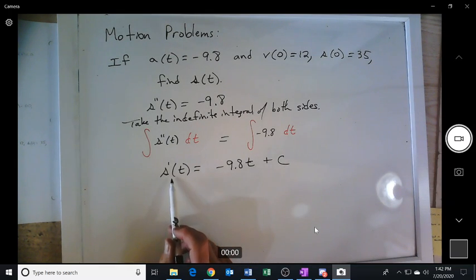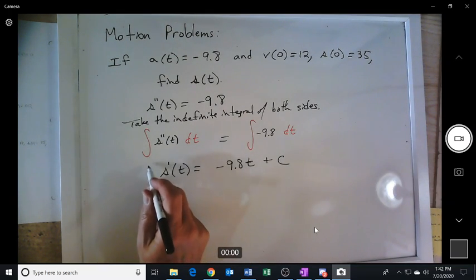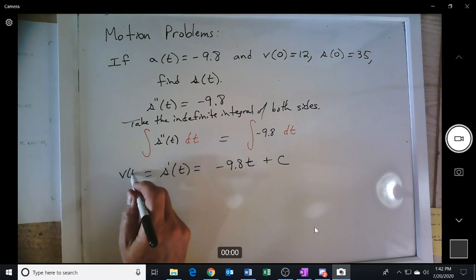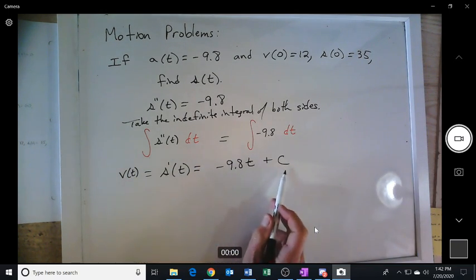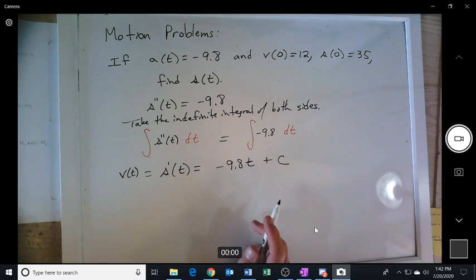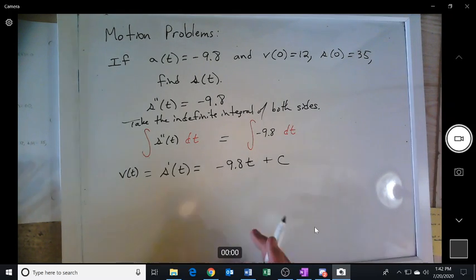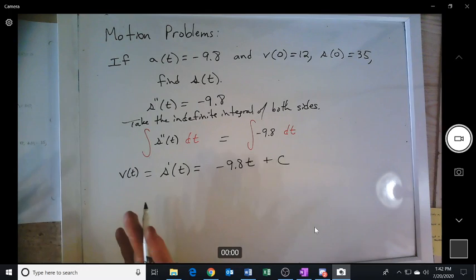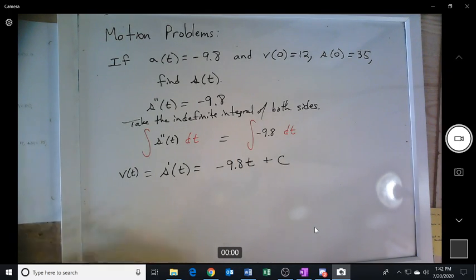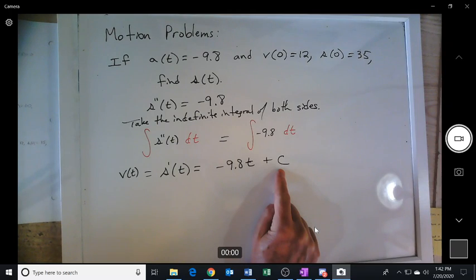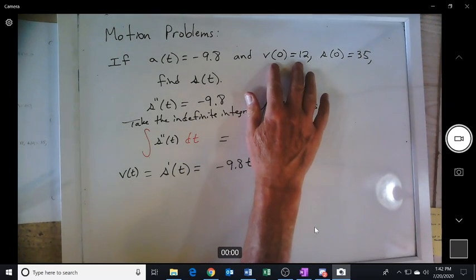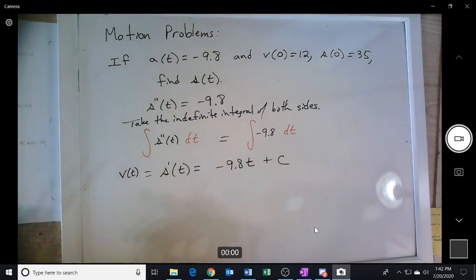Alright, so we now know this, but this is really the velocity function. But we don't know, just like we didn't know what the initial amount in the pool was, what the initial velocity was. That's why we had to put the plus c. But this initial condition will now tell us that.